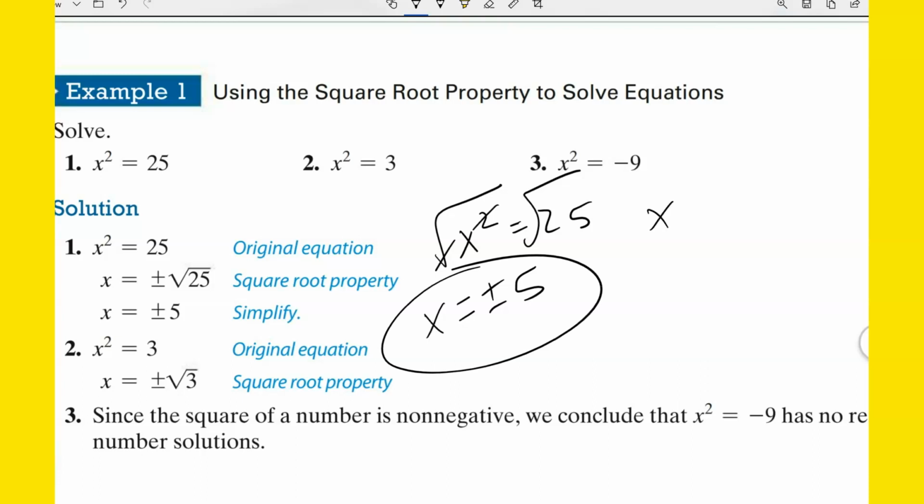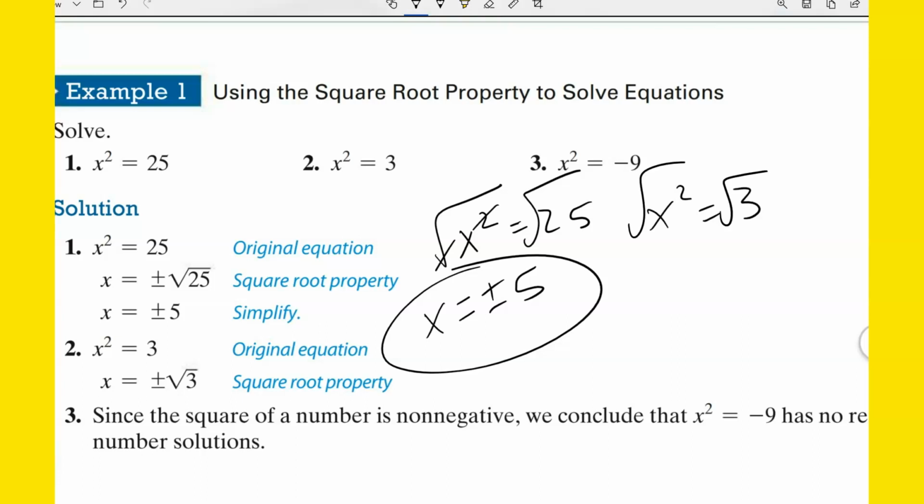For number 2, x squared equals 3. Again, this one wouldn't be able to be solved by factoring, because when you got x squared minus 3 on the left side, 3 is not a perfect square. So you couldn't really factor it using the difference of squares as we've learned it before. So to solve this, we're going to do the square root method, where we do the square root of both sides.